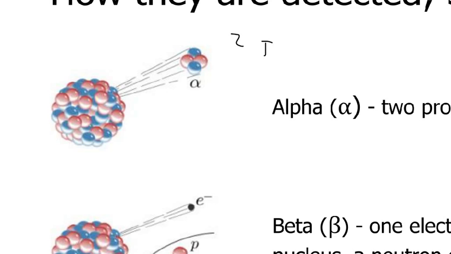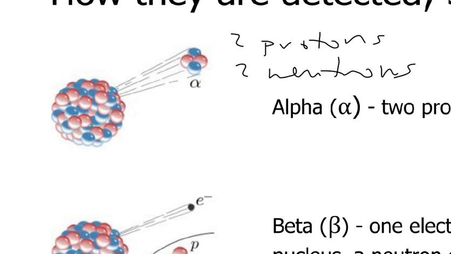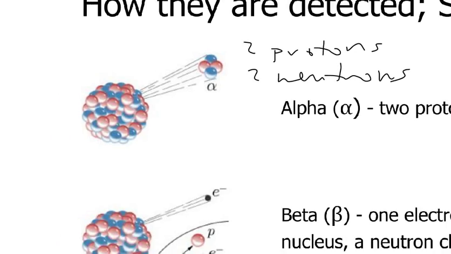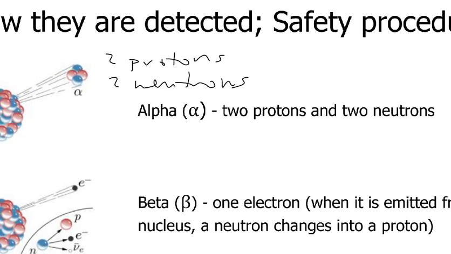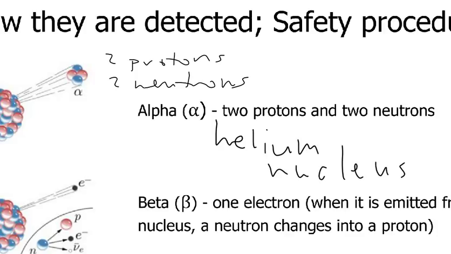So two protons and two neutrons. It's actually typed out here. So two protons, two neutrons. All right, bam. There they are. So it's basically a helium nucleus, all right, without the electrons. So that's what an alpha particle is. Two protons, two neutrons, helium nucleus.